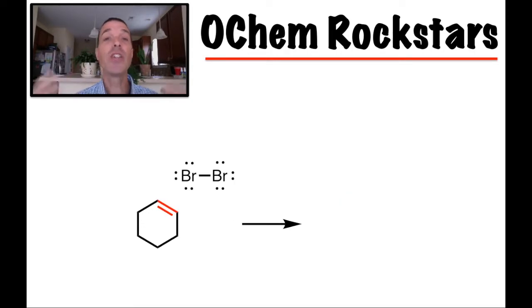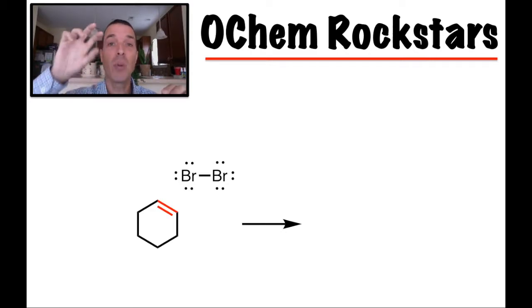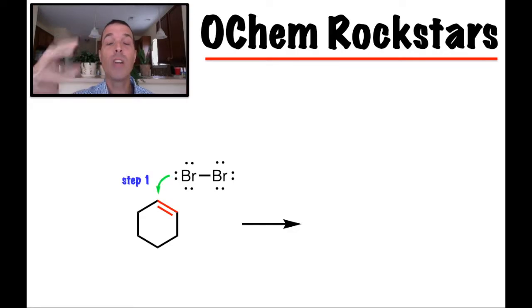All right, so let's go ahead and take a look at the mechanism and see why this is trans, all right? So we want to remember with every single mechanism, we start our arrow at our nucleophile and we move the arrow towards our electrophile. So it's always a minus or partial minus to a positive or partial positive. So in this case, our bromine is going to be our nucleophile, and in step one, one set of the lone pairs is going to attack the double bond, okay, the alkene.